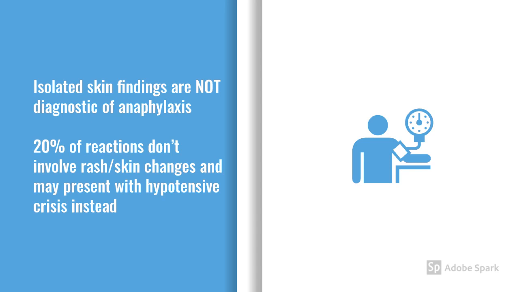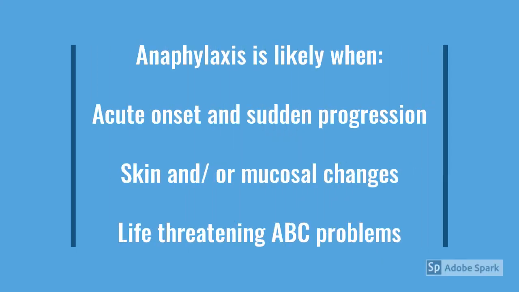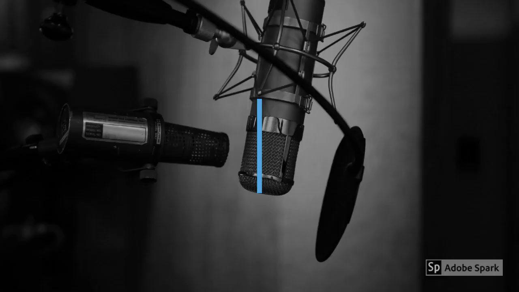But again, it just highlights the importance of the A to E. Just a few key features of anaphylaxis to help you in diagnosing it. Anaphylaxis is the most likely diagnosis when all three of these criteria are met. Number one, an acute onset of the illness with pretty sudden progression. Number two, you'll usually notice skin and or mucosal changes, such as we mentioned, urticaria, angioedema, or flushing. And number three, there are usually life-threatening airway or breathing or circulation problems, or all of the above.